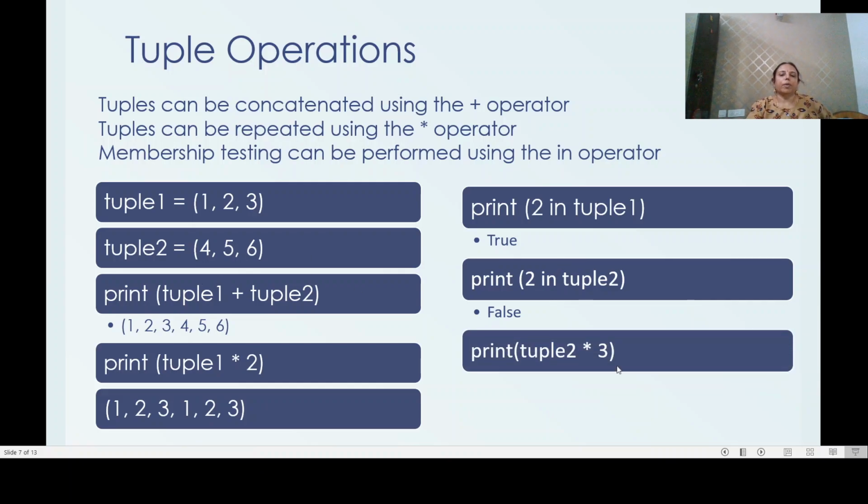And you can also use this star to duplicate. So that means 3 times it is written. So you will get 4 by 6, 4 by 6, 4 by 6 like that. So these are the operations in the tuple which you can perform.